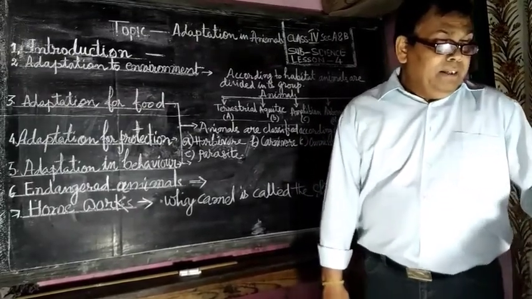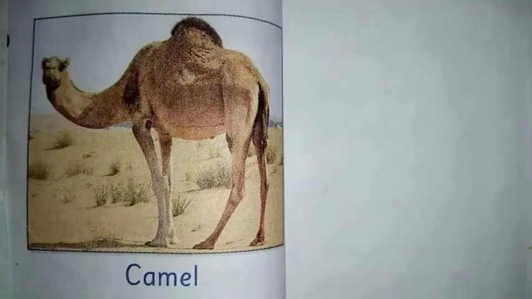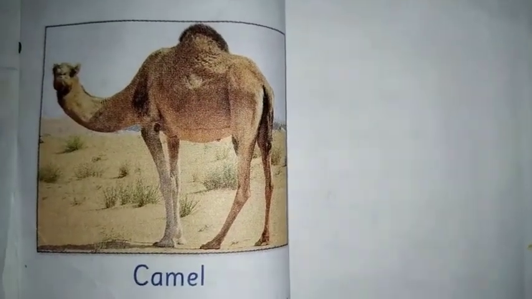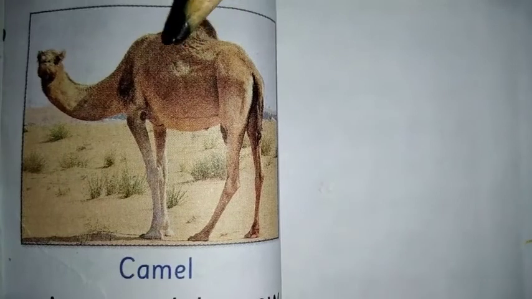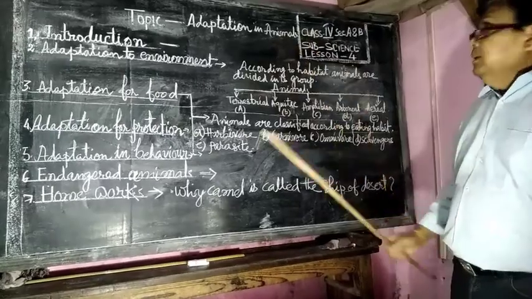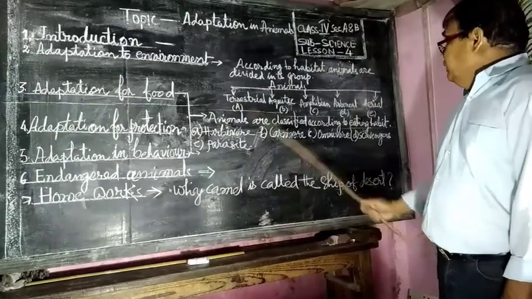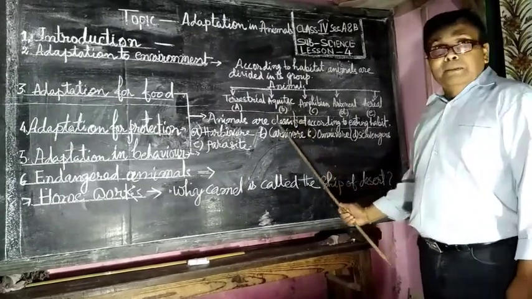See the figure at page 21. Sorry, it is at page 22. This is the camel which is adapted to the desert area. That is about the terrestrial animals. We have just discussed about it. Now our point is aquatic animals.